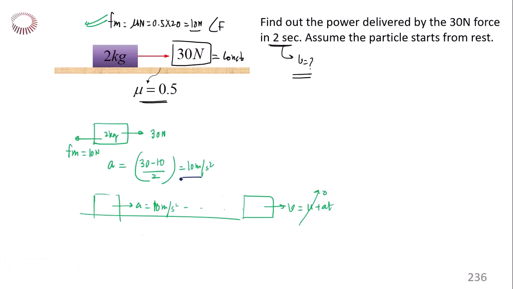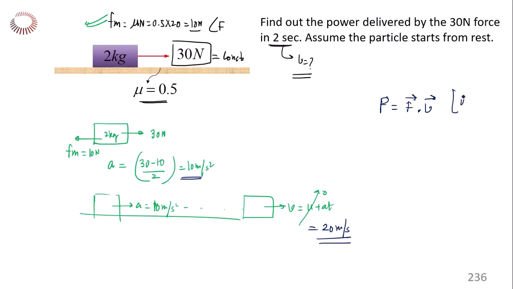So a is 10 and t is 2. That means 20 meter per second. So this is the velocity that the particle achieved after 2 seconds. Corresponding to that, what is the power? Power is basically F vector dot v vector. Now here the force and v are both in the same direction.